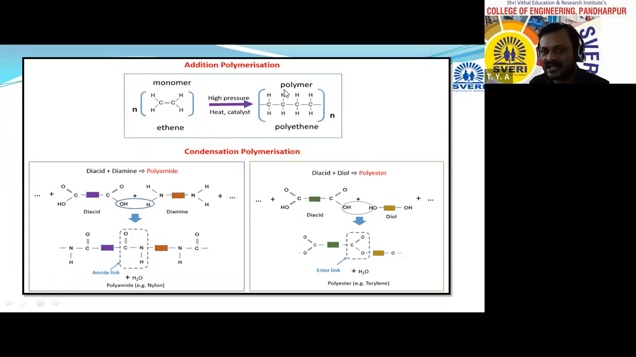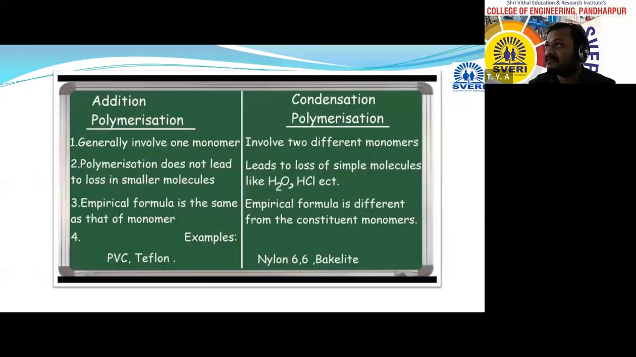If you go to the chemical structure here, this CH2 group is here as it is. Just the bond structure is different. Instead of a double bond, a single bond is there. But as far as its chemical formula is concerned, it is the same. But in condensation polymerization, you can see a completely different empirical formula or chemical formula. It is becoming more complex. That is another difference.